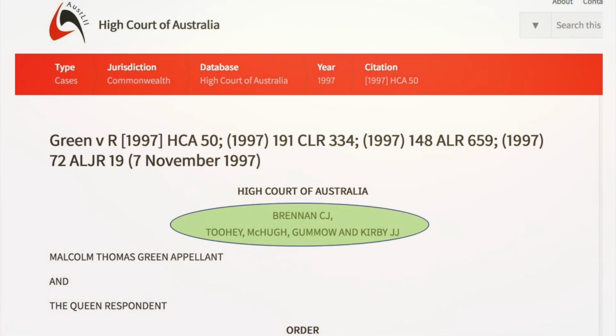So we need to go through now and work out how many judgments there are and whether any of them are in dissent. Now, on Ostley, right up the top here, we can see the judges who sat on the case. Chief Justice Brennan, Justices Toohey, McHugh, Gummow and Kirby. So there were 5 sitting for this particular case.